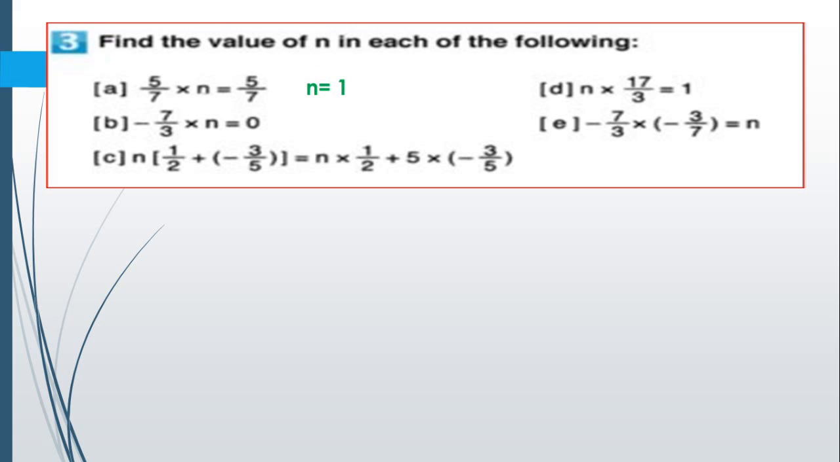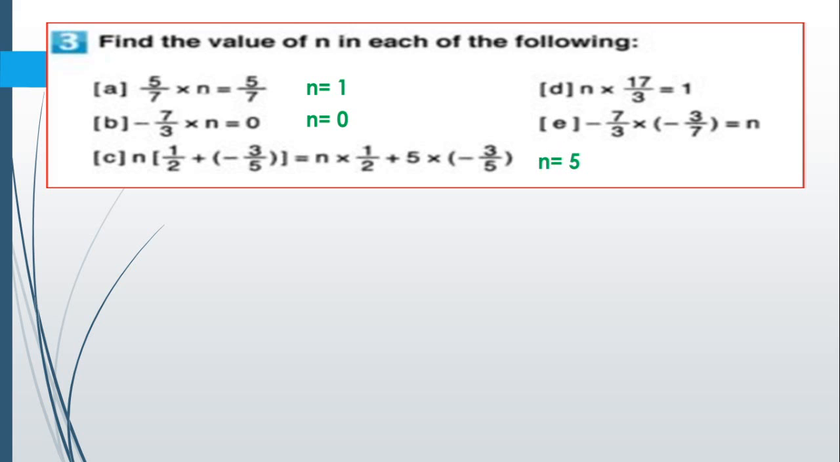Negative 7 over 3 times n equals 0. Which number multiplying by negative 7 over 3 equals 0? It's 0. n times 1/2 plus negative 3 over 5 equals n times 1/2 plus 5 times negative 3 over 5. It will be 5.